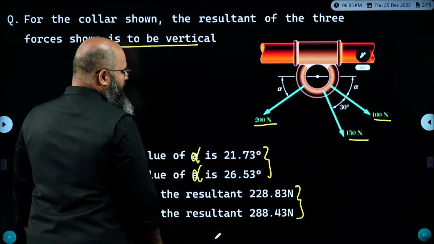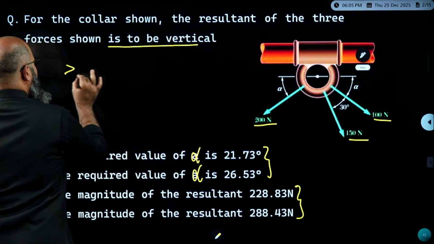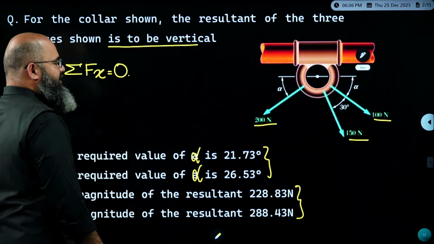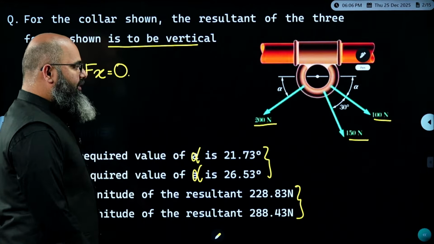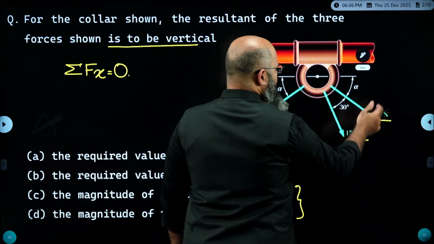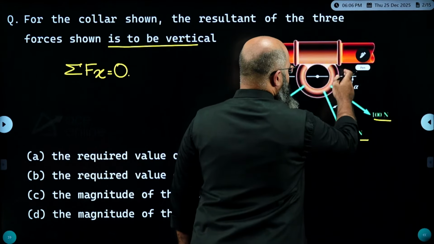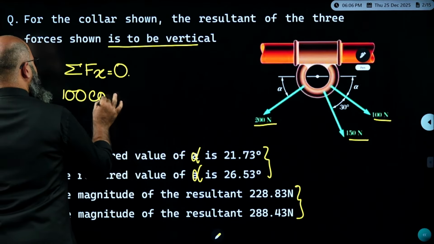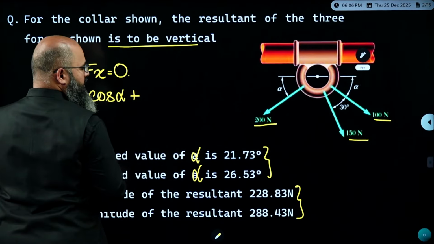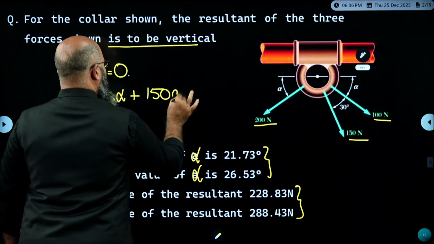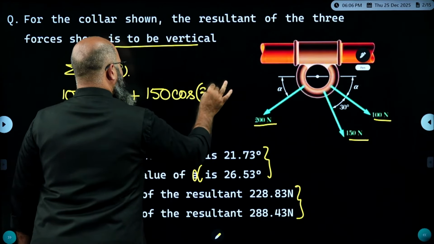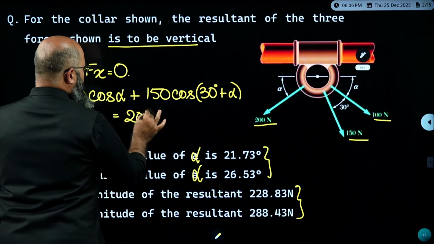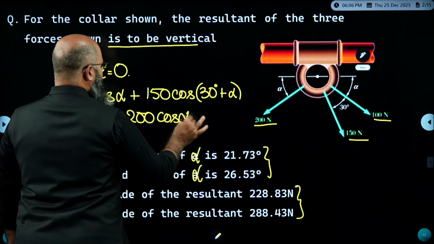If net force is supposed to be vertical, then sigma Fx has to be equal to 0. Now what is sigma Fx over here? If you see, the positive x direction components are 100 cos alpha plus 150 cos of 30 plus alpha. The negative side component is equal to 200 cos alpha.